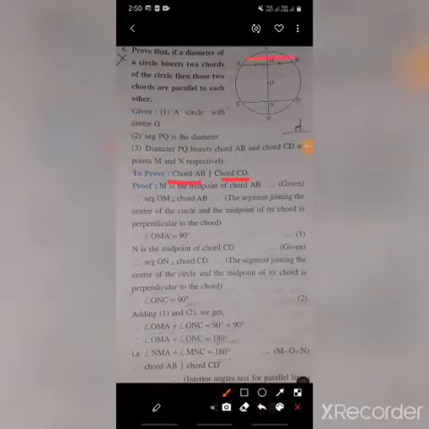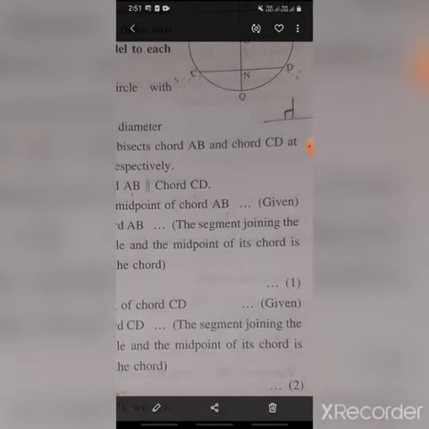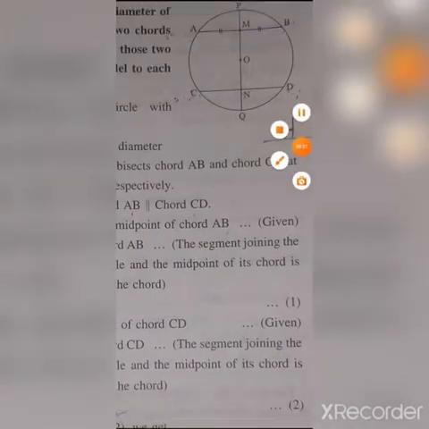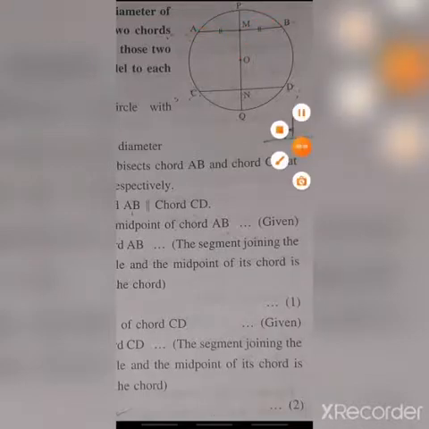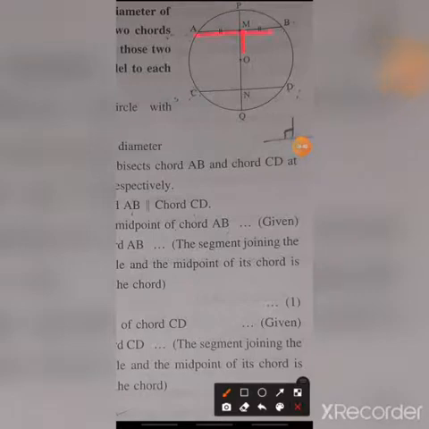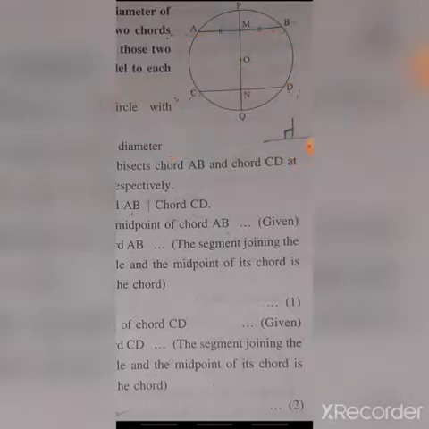What do we have to prove? AB is parallel to CD. So here, M is the midpoint of chord AB. You can clearly see here, M is the midpoint of AB, so OM is perpendicular to AB, because of the perpendicular sign. Likewise, N is the midpoint of CD, so ON is perpendicular to CD.